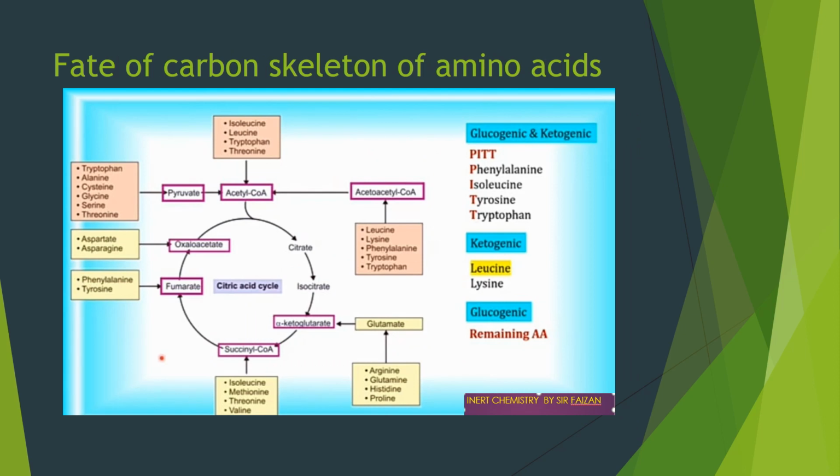The carbon skeleton of the 20 standard amino acids can be converted into one of 7 molecules, namely pyruvate, acetyl coenzyme A, acetoacetyl CoA, alpha ketoglutarate, succinyl coenzyme A, fumarate and oxaloacetate.